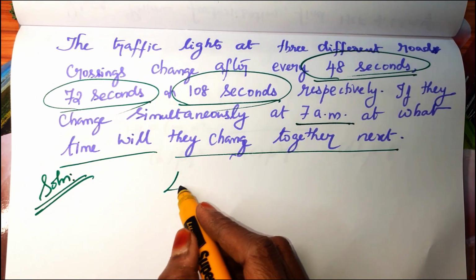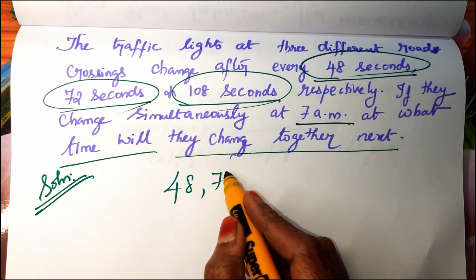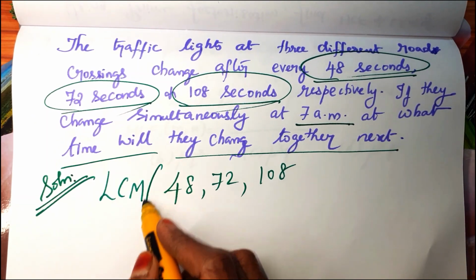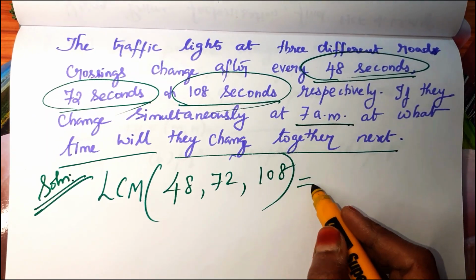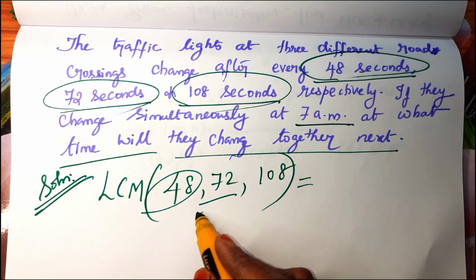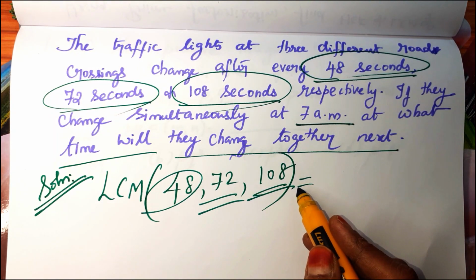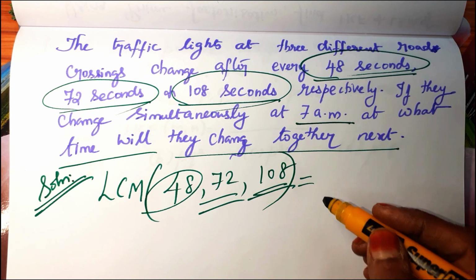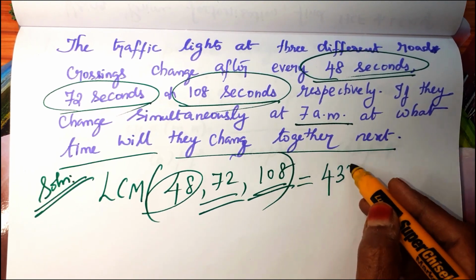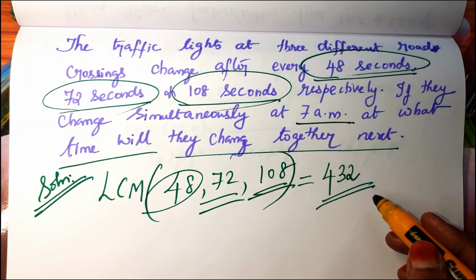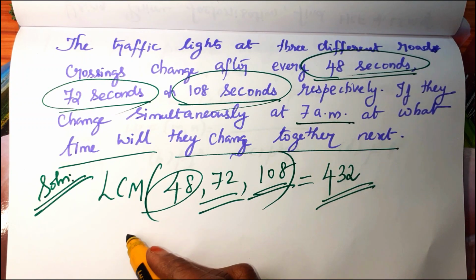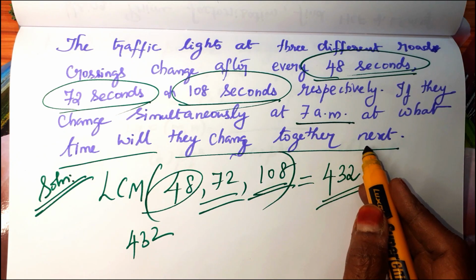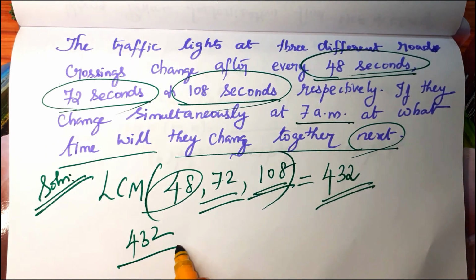So what are the numbers given? 48, 72 and 108. We are just going to find the LCM of these numbers. To find the LCM, we have to factorize and take the factors, right? When you find it, you have to get the answer 432. Check whether you are getting this answer. So after 432 seconds, they will change together next time.